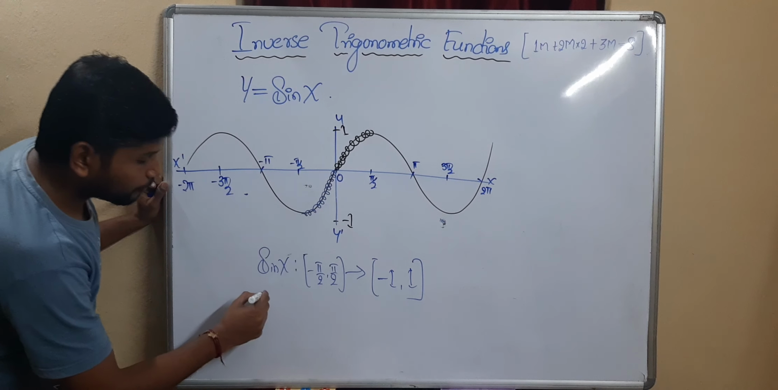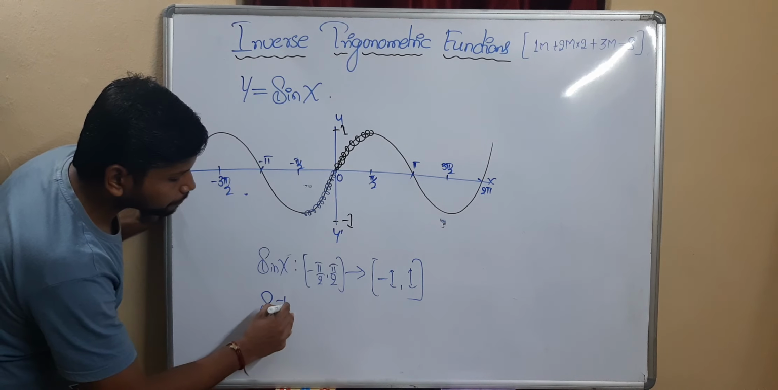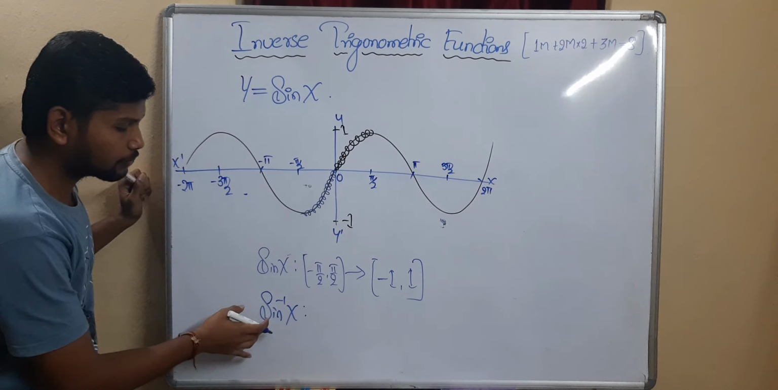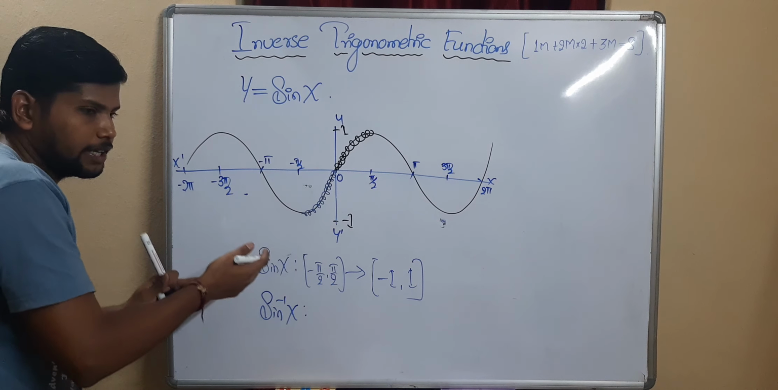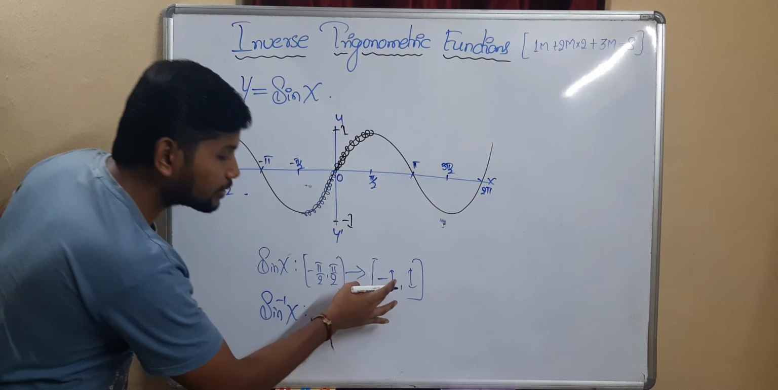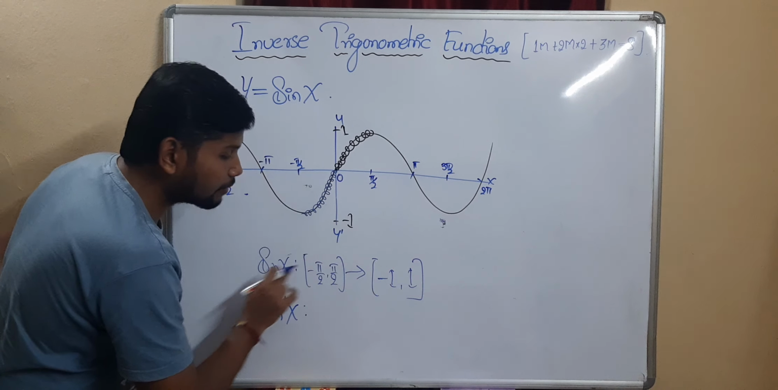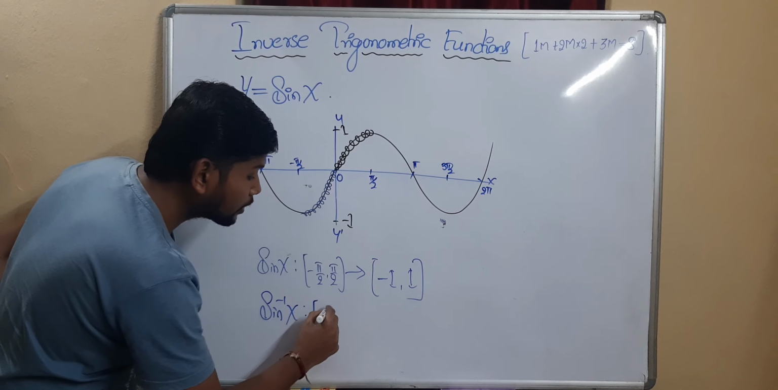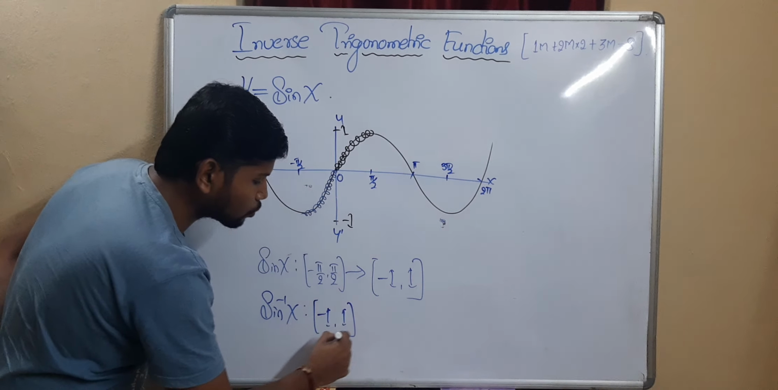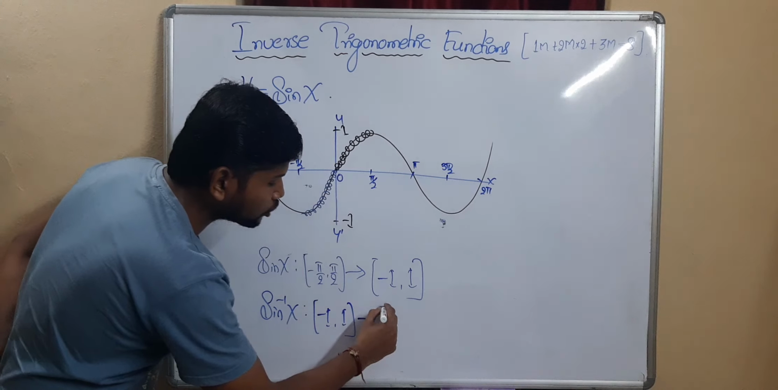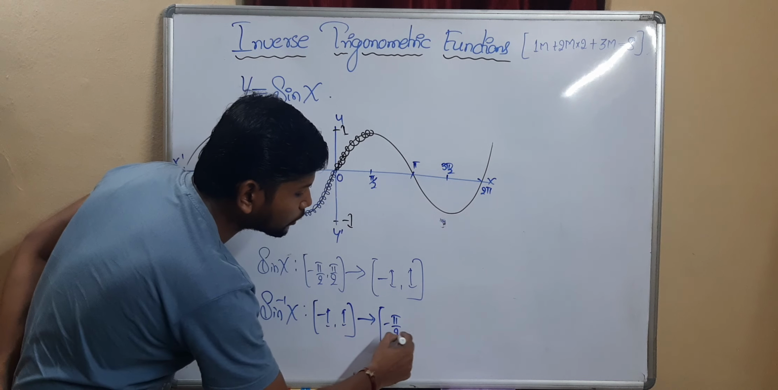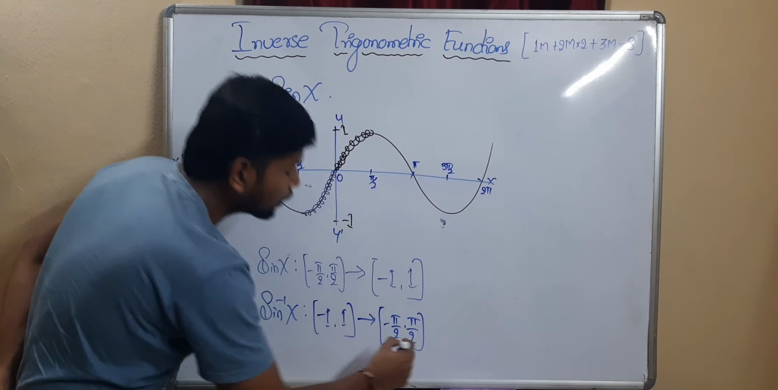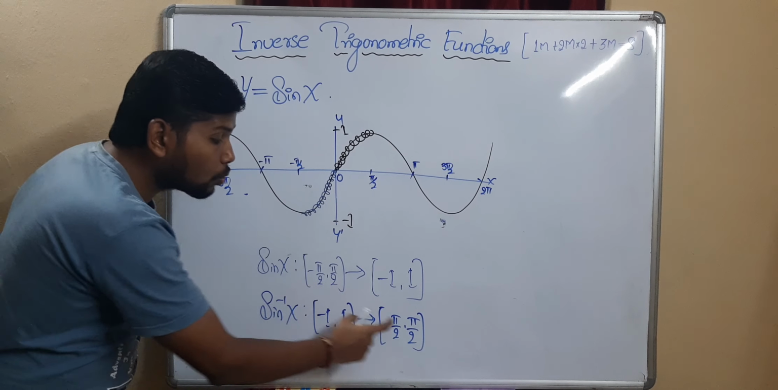Now, how to define sine inverse, can you say? It is very simple to define sine inverse. The range becomes the domain. What is the range here? For the sine function, the range is minus 1 to plus 1. For sine inverse of x, the domain will be minus 1 to plus 1. The range will be minus pi by 2 to plus pi by 2.